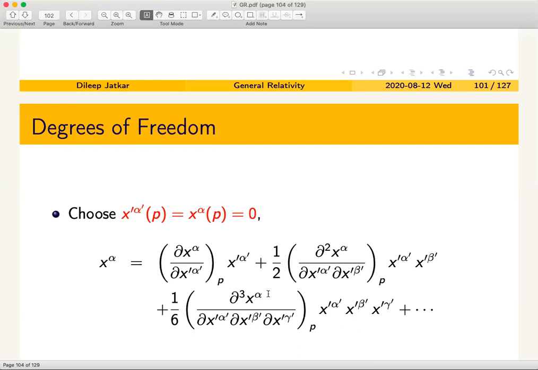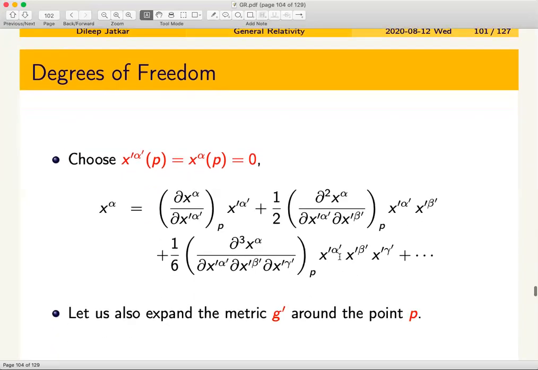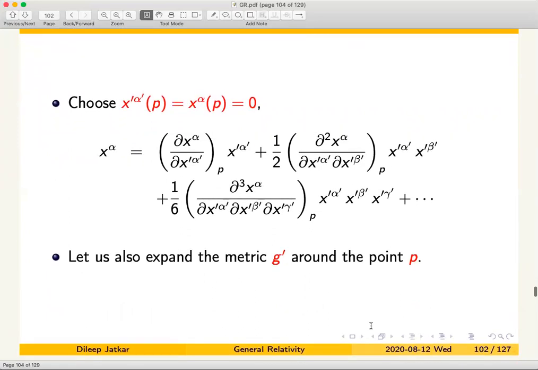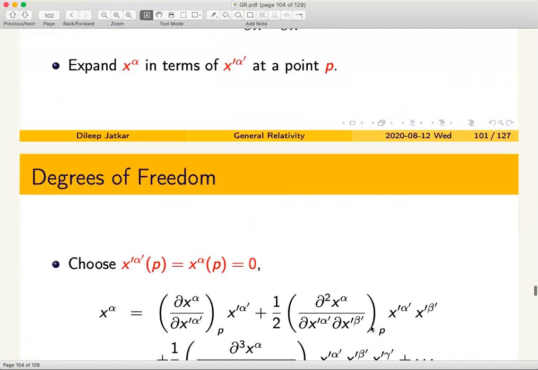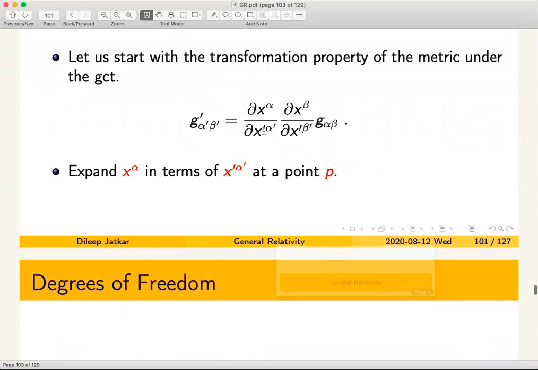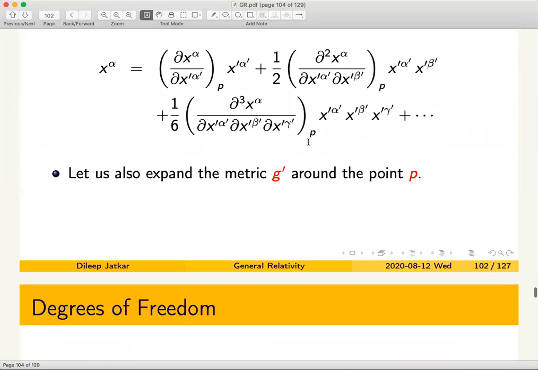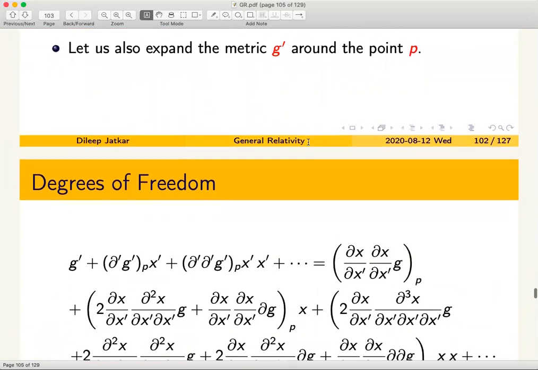So let's look at these pieces, and we want to ask what happens when we do something similar with a metric. Let's look at G prime at point P and see how we can relate G and G prime to each other. Remember G prime is written like this. So let's write down that expression.